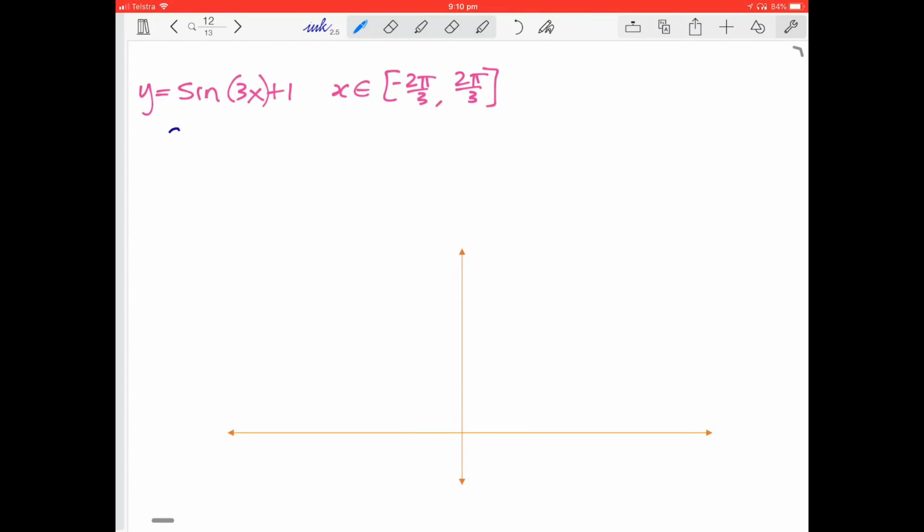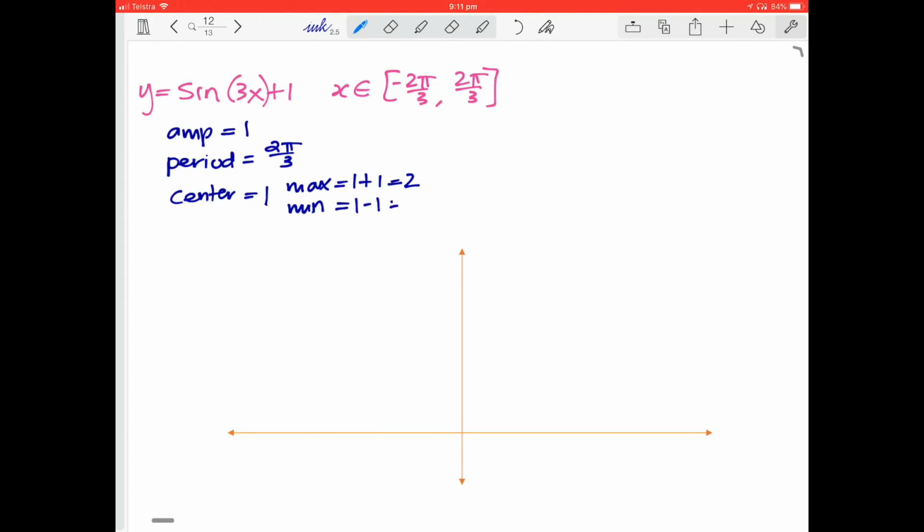Okay, so let's write all of our information down. Our amp is 1. Our period, that's our nasty thing, that's 2 pi on 3, so it doesn't seem very nice. Our center is at 1. Our max is 1 plus our amplitude, which is 1, so it's 2. Our min is our center, 1, minus our amplitude, so minus 1, which is 0. So we know our range is from 0 to 2.